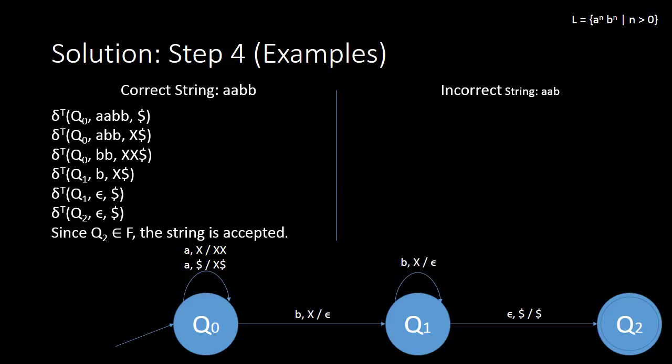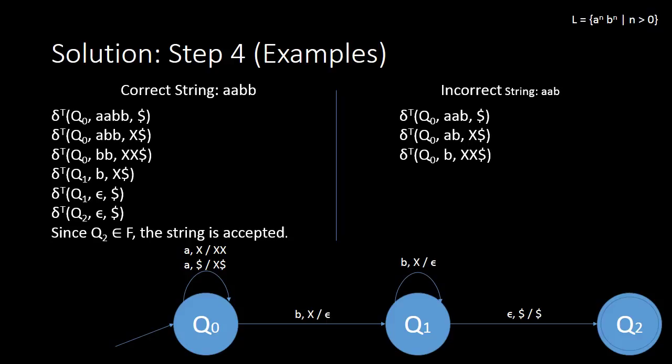Now let us look at an incorrect string AAB. This is obviously incorrect because there are unequal number of A's and B's. So initially we are in state Q0 and the string is AAB and the stack is dollar. Now, this means that one X has to be pushed. So the stack becomes X dollar. Now we are in state Q0 and the input is A and stack is X. So again we must push an X. So the stack becomes XX dollar and the string is B.